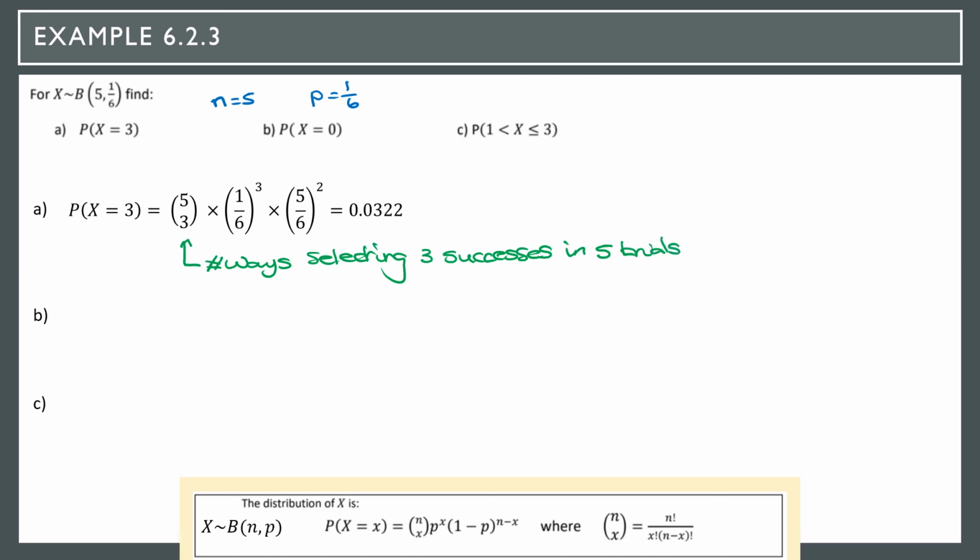We then have p to the power of x, so in this case we've got 1/6, which is our probability of success. 3 is then the number of successes. We then have 1 minus p, which is our probability of failure. And that's then raised to the number of failures. So because we've got 5 trials and we know that we've got 3 successes, we must have had 2 failures. When you pop that into your calculator, you should get 0.0322. Please can everybody now pause the video and attempt parts B and C.